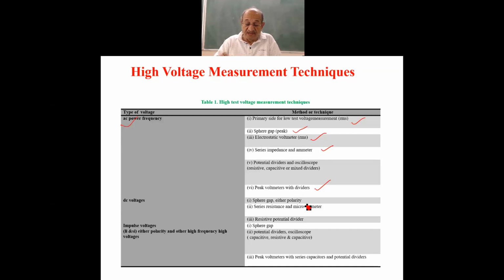Then we have resistive potential dividers also for impulse voltages, for lightning and switching impulse voltages. We can use all these techniques: resistive voltage dividers, sphere gaps, potential dividers, oscilloscope, and peak voltmeter with the series capacitor and potential divider. And there are so many types of dividers that we will learn in the next.